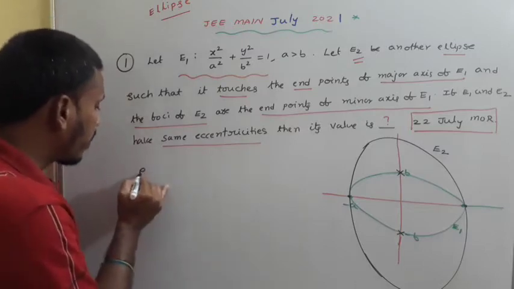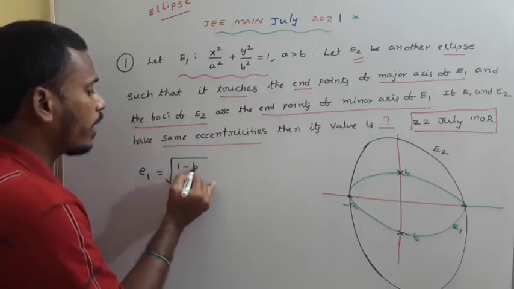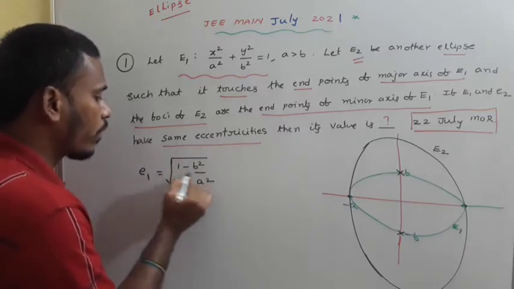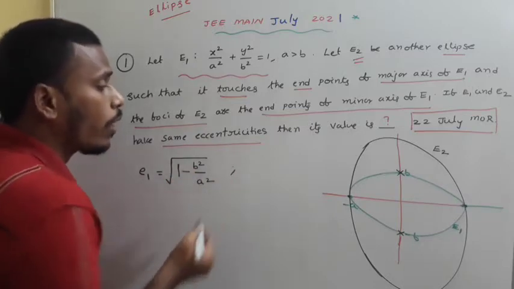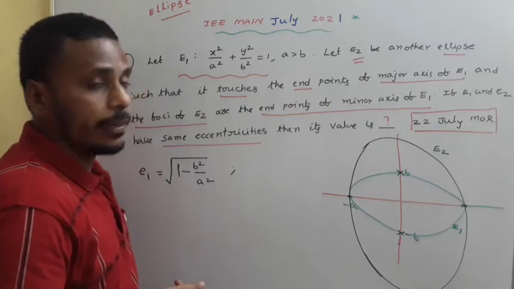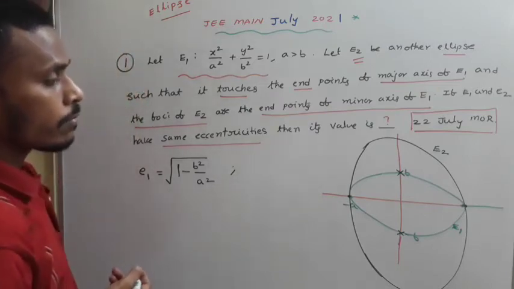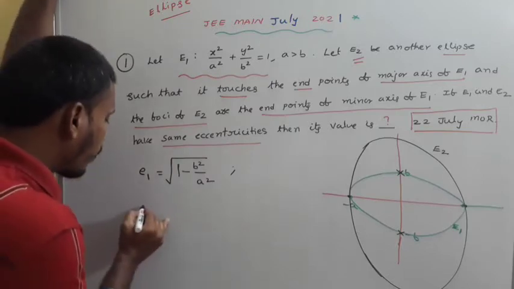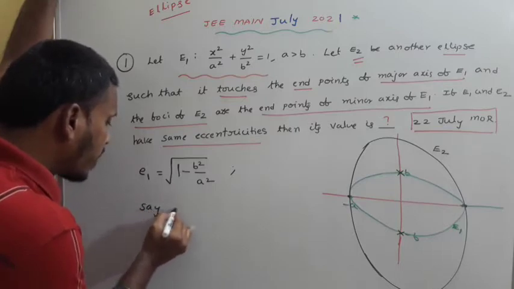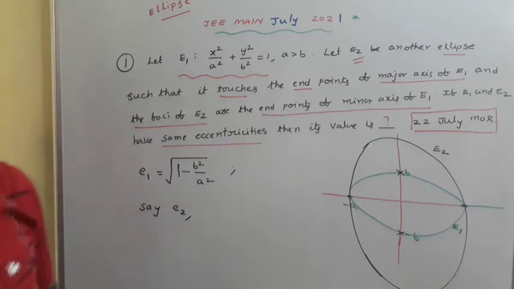For the first ellipse, eccentricity, if you say E, we know it as root of 1 minus B square by A square. OK. For the first ellipse, this is the eccentricity. Then, what to say about the eccentricity of the second ellipse? OK, that's what we need to calculate. So what is the eccentricity of the second ellipse? For the second ellipse, if you say E2 as the eccentricity, then how to connect that E2 with B and A? That's what we need to think.